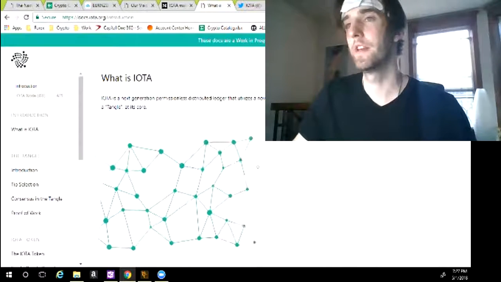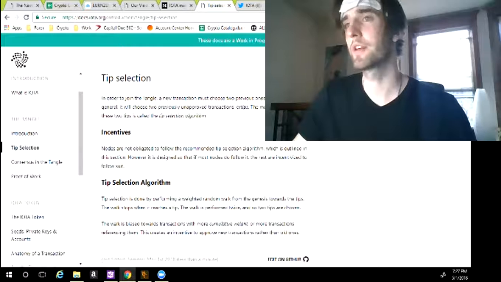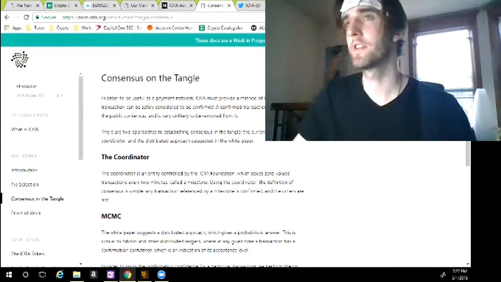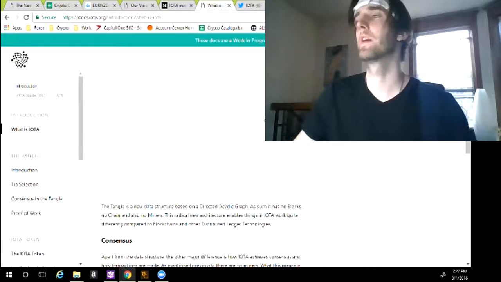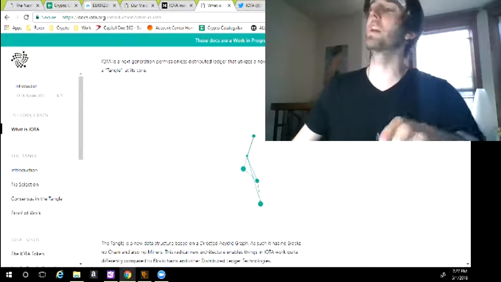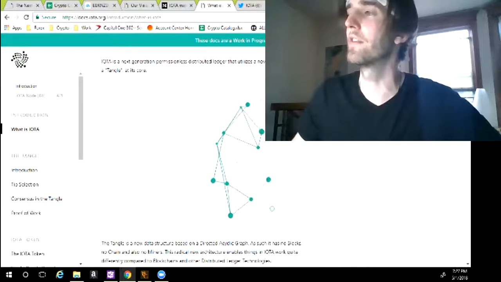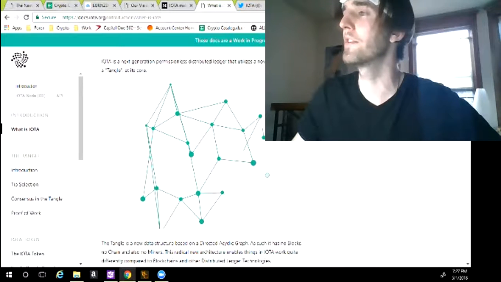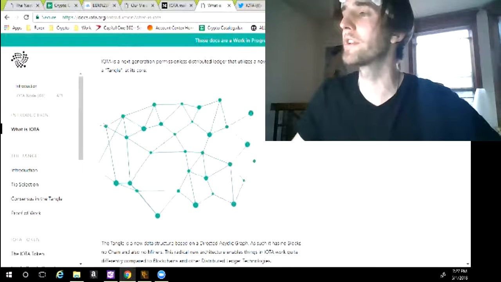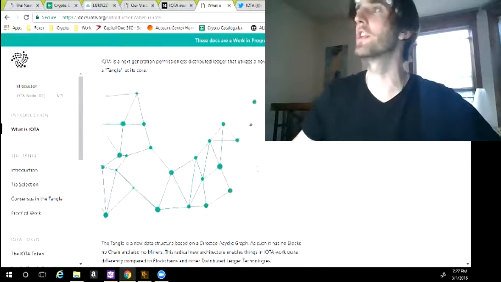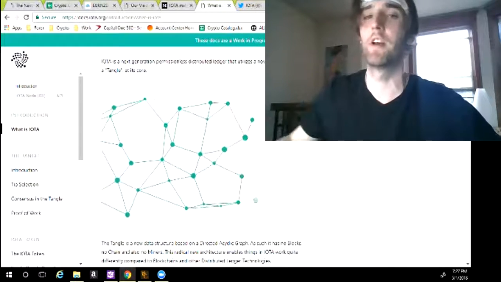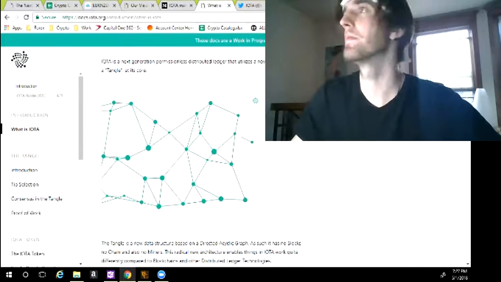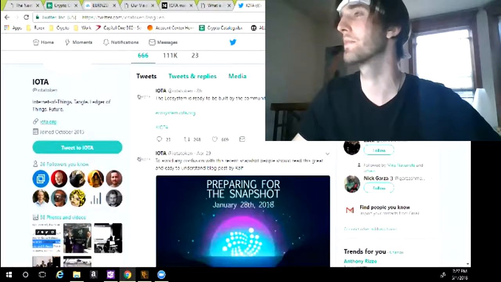We went through this: tip selection, proof of work, consensus in the tangle. So here's a great, I wish I would have done this before, a great physical representation of the tangle and how it actually works. When a block is created, it verifies two previous transactions, and so on and so forth, instead of a linear blockchain setup. I wish I had infographics for this before.